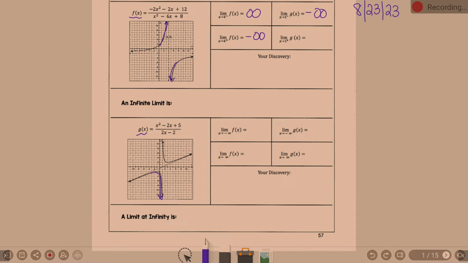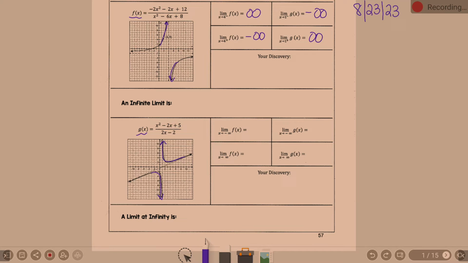Oh, I'm on the wrong one. I'm still filling in the boxes up top, but I'm using the graph down below because that's how it's set up, just to be confusing. You can tell I didn't catch that this morning when I was loading the slides and zooming them all in. I didn't look into it at that moment to remember it's all one page. Limit as x approaches 1 from the right on g.